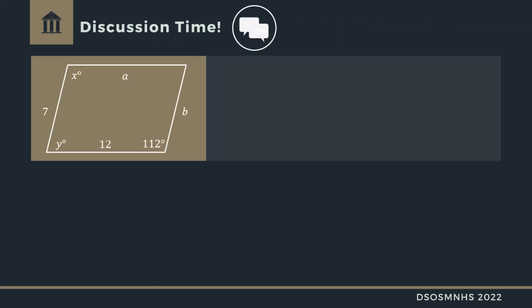Okay, let's start with the first example. You have there side A, opposite 12. Side B, opposite 7. Then angle X degrees, opposite 112 degrees. Angle Y degrees, opposite nothing. So how are we going to solve for side A, side B, angle X, and angle Y?